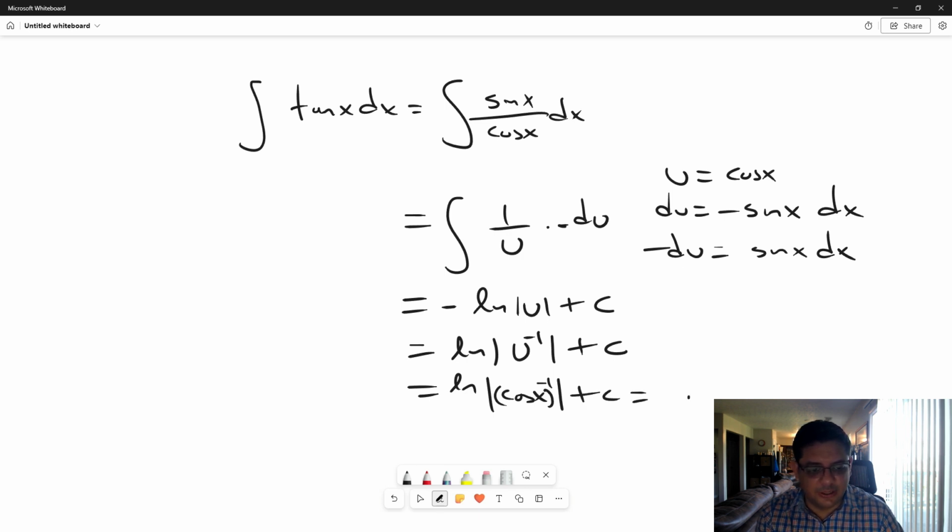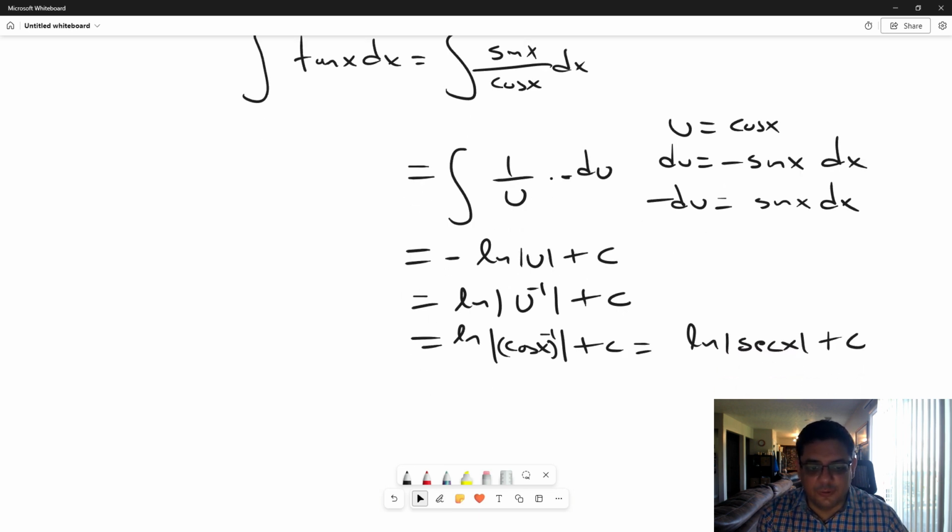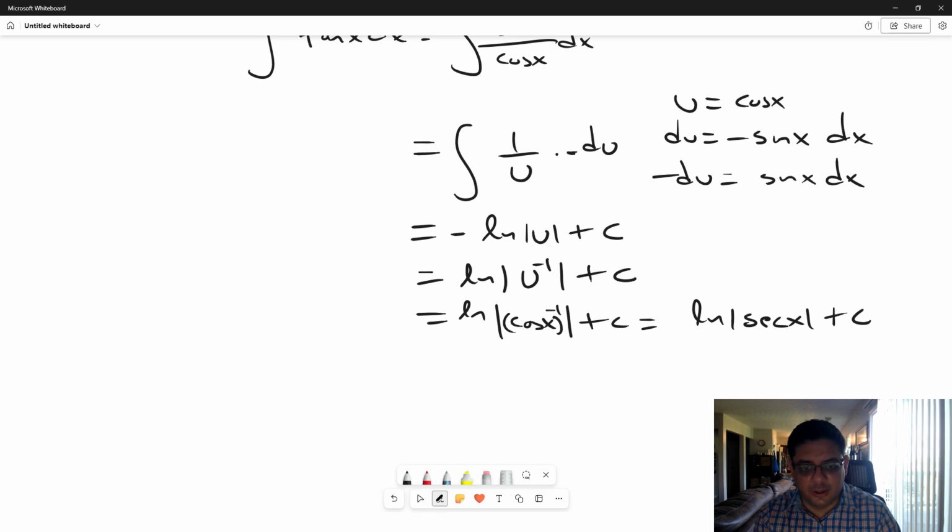And so that's what gets me log of secant of x. But of course, you can always consider this as just minus log of the absolute value of cosine. So it just depends on your convenience. If you're happier with log of secant, then you can use this one. But if you want to use minus log of cosine, then you can use that one as well.